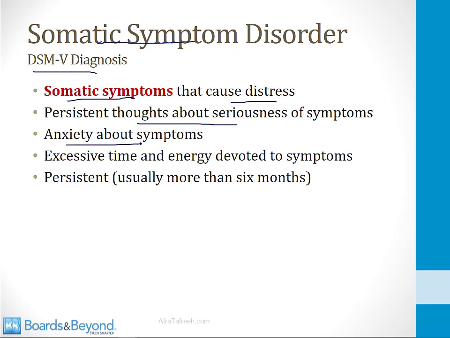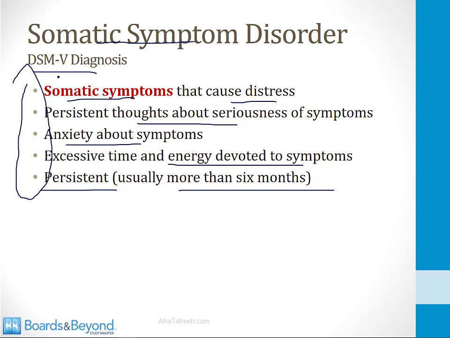This can cause them anxiety, and they spend an excessive amount of time and energy devoted to management of their symptoms and worrying about their symptoms. In addition, it has to be persistent, and the definition of persistent is usually more than 6 months. So a patient that meets all these criteria meets the DSM-5 diagnostic criteria for a somatic symptom disorder.